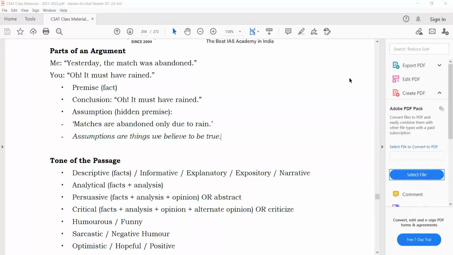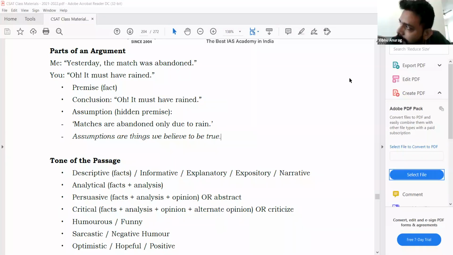Okay, sir. The thought I have is an assumption, and what I express is a conclusion. Yes, what goes on in your mind is an assumption, and based on that, what you express is a conclusion. That is one way of looking at it. In the exam, we have to identify the author's assumption. Now, instead of saying it must have rained, if you replied it may have rained, you're just tossing out a possibility.